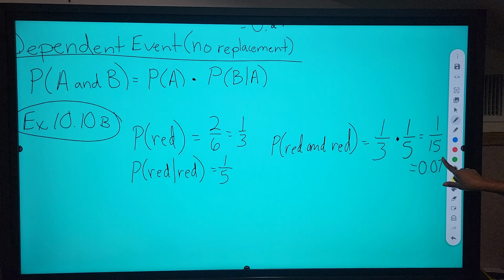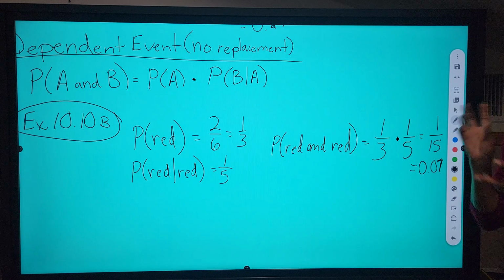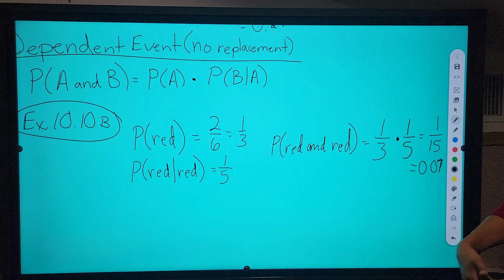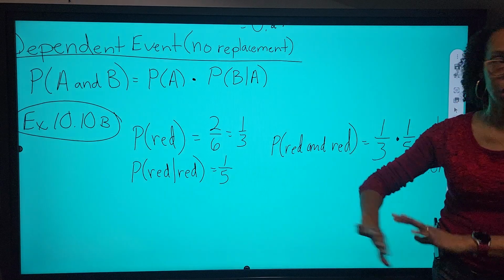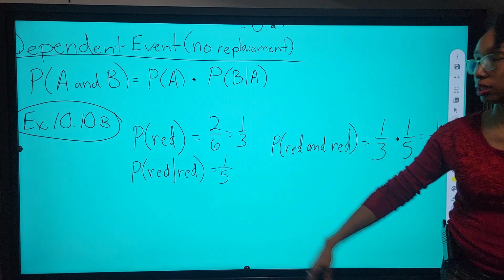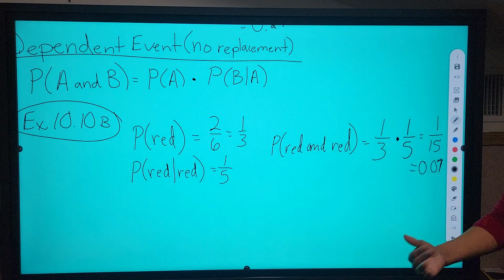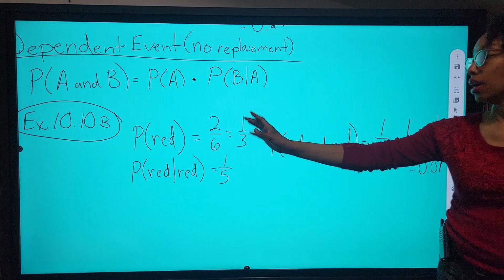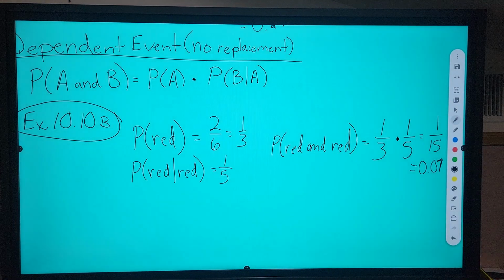Okay? So you just have to listen carefully to the question. If it says they've replaced the item back, then you know you're going to keep the denominator in situations the same. Total number of that color, total number in the jar the same. But if they say no replacement, you have to take that into account, you know, the color and then how many total there are. And then you'll multiply those together.